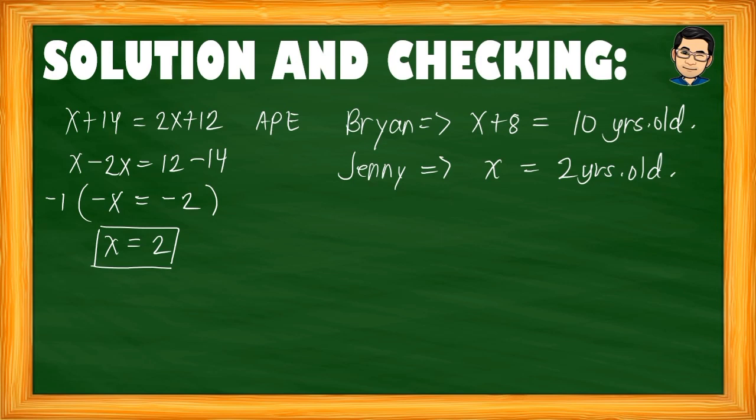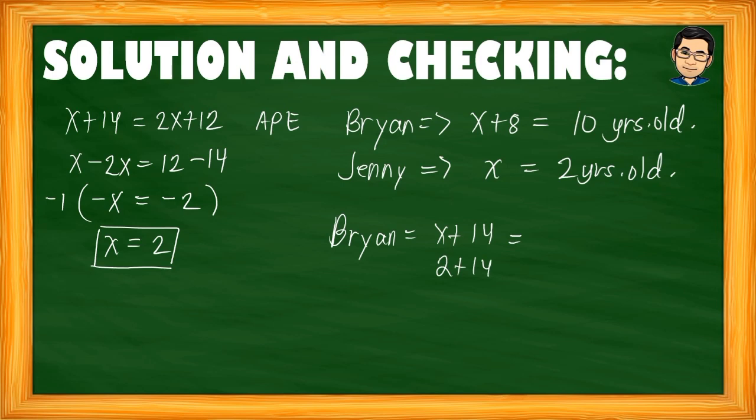Now, to prove that Brian in 6 years from now is twice as old as his sister, magiging si Brian ulit, yung kaninang sinulat natin, x plus 14. So, i-add natin. So, 2 plus 14 siya niyan.